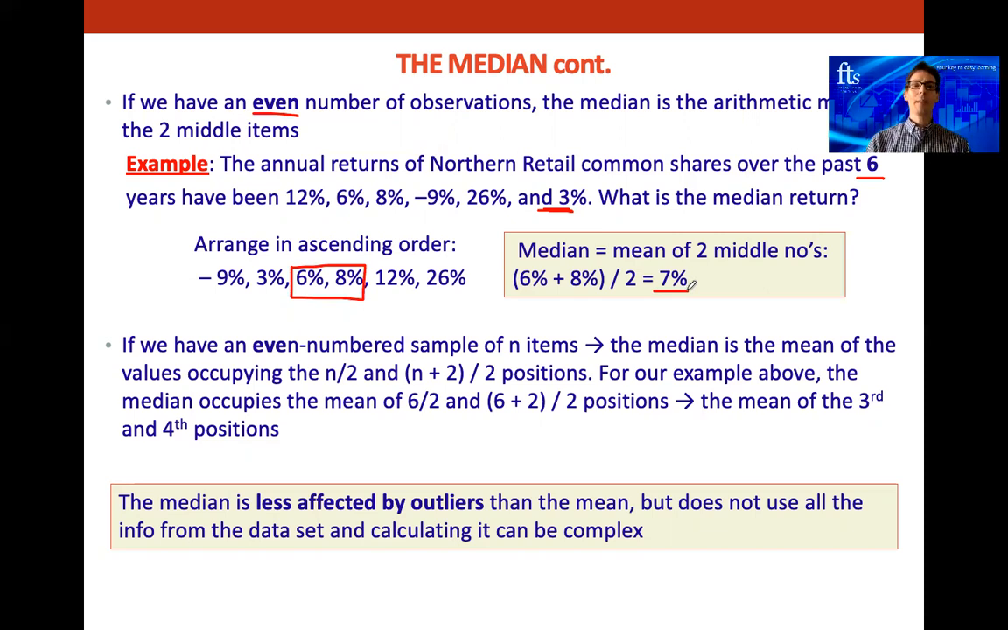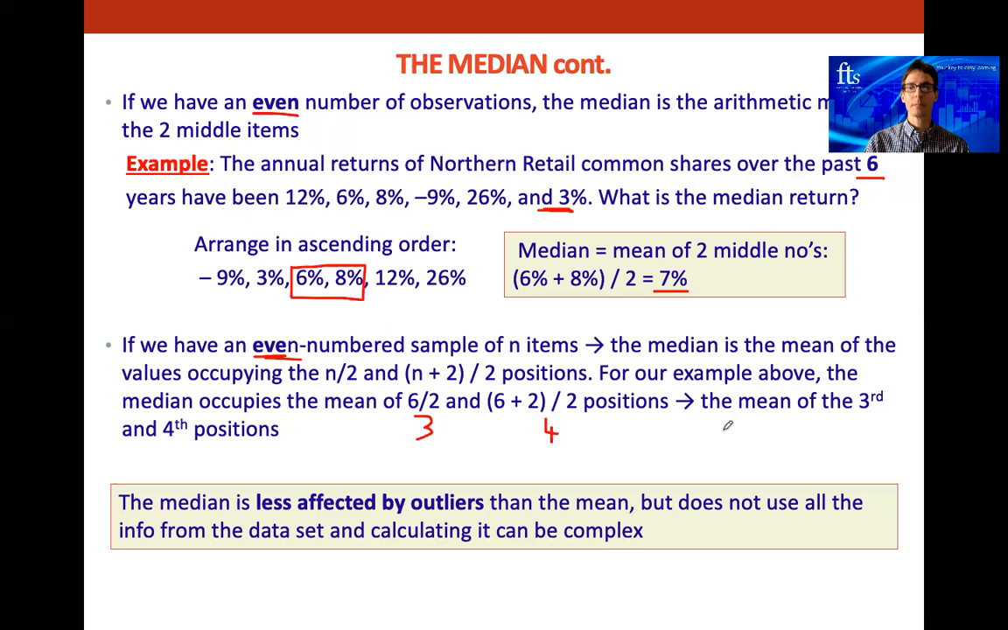Now, here's the little formula to work out what happens if we've got an even-numbered sample of however many items. The median is going to be the mean of the values occupying the n over 2 and the (n plus 2) divided by 2 positions. That doesn't make much sense, but if we do our example, we'll see it's not so bad. For our example, the median occupies what? How many observations have we got? What is our n? We've got 6 observations here. So it's going to be 6 over 2, which is 3. And then we've got 6 plus 2, which is 8, divided by 2, which is 4.